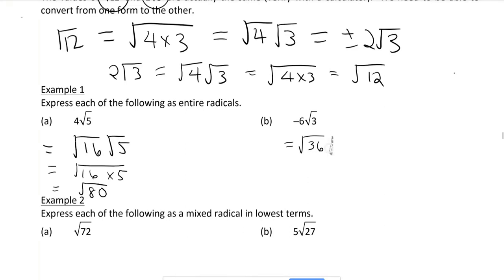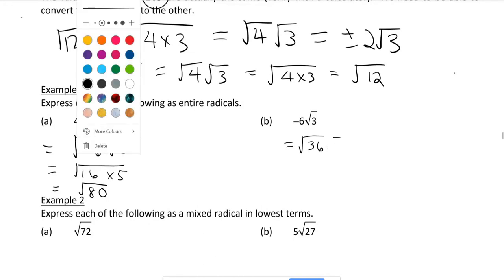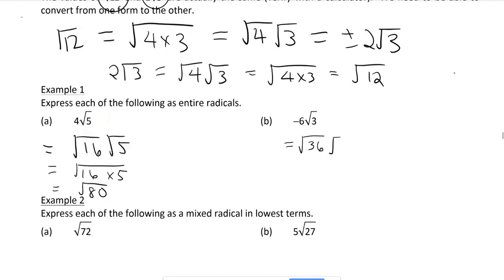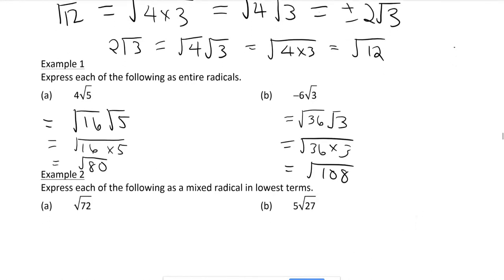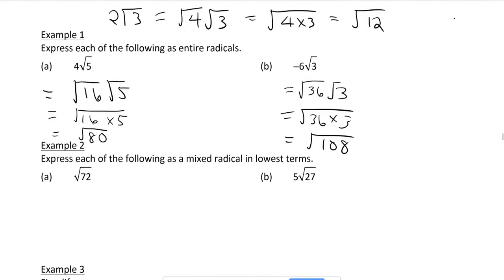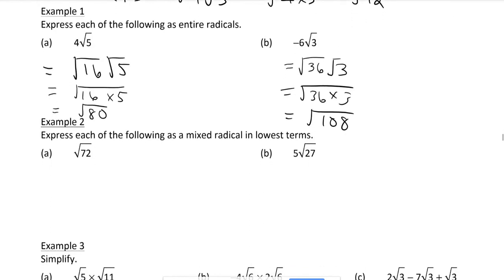And then the root 3. Now we're going to keep the radical and multiply the 36 with 3, and that will give me 108. So that's how you change from a mixed radical to an entire radical.